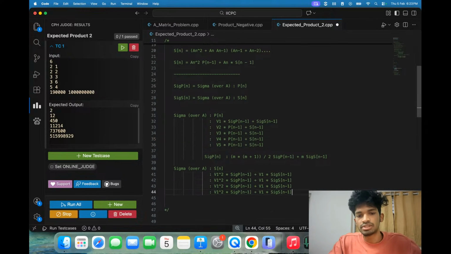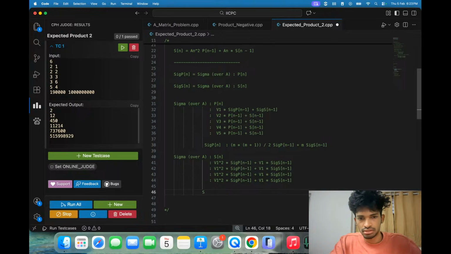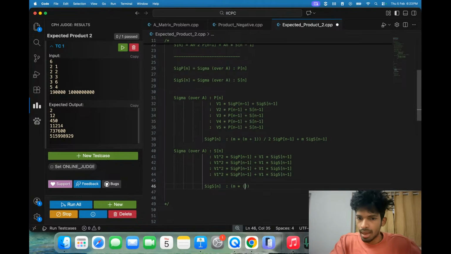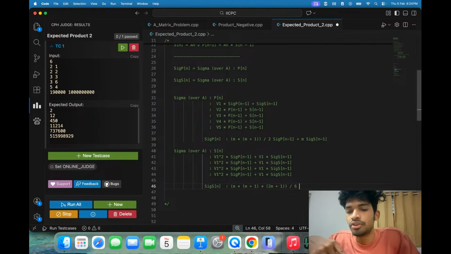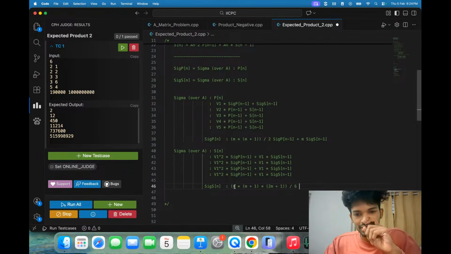And then if you sum this, what you will get is sigma s of n equals m into m plus 1 into 2m plus 1 by 6. That's the sum of squares, right? 1 square plus 2 square up to so on m square is m into m plus 1 into 2m plus 1 by 6. Is that the sum of squares? Let me check with m equals 1. Yeah, I think that is the sum of squares.